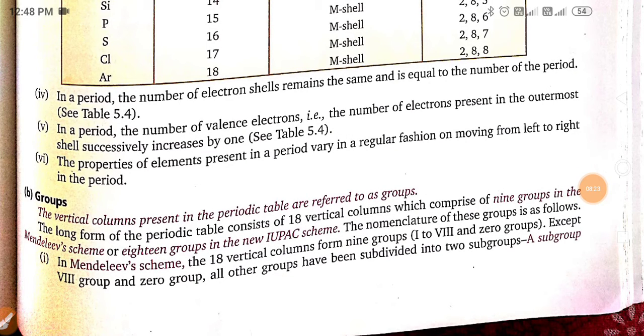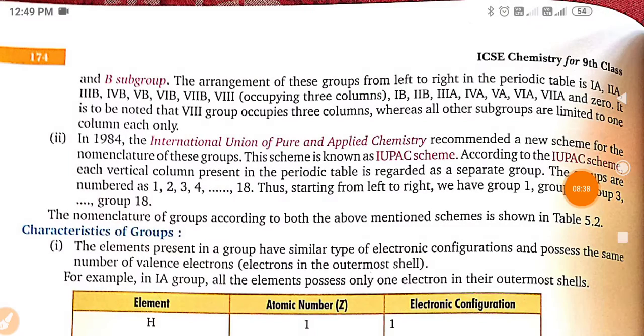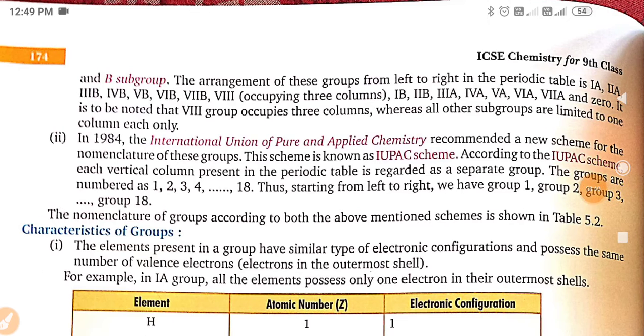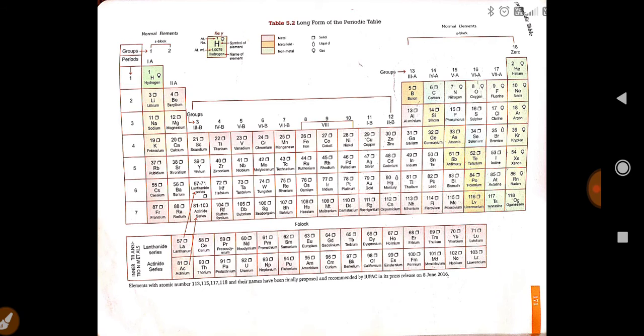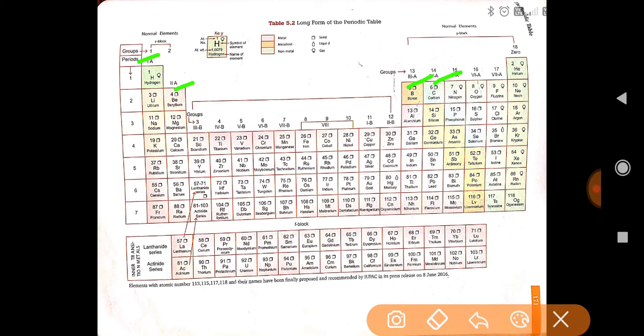In Mendeleev's scheme, the vertical columns form 9 groups: groups 1 to 8 and the 0 group. Except for the 8th group and the 0 group, all other groups have been subdivided into two groups, A subgroup and B subgroup. The arrangement of these groups from left to right in the periodic table is 1A, 2A, 3B, and so on. You can see in your periodic table also: this is 1A, 2A, 3A, 4A, like this. This is 3B, 4B, and so on.